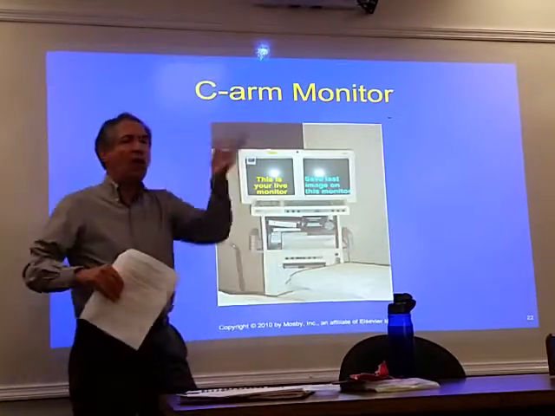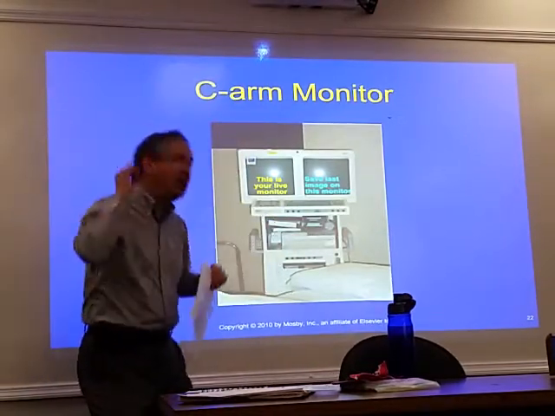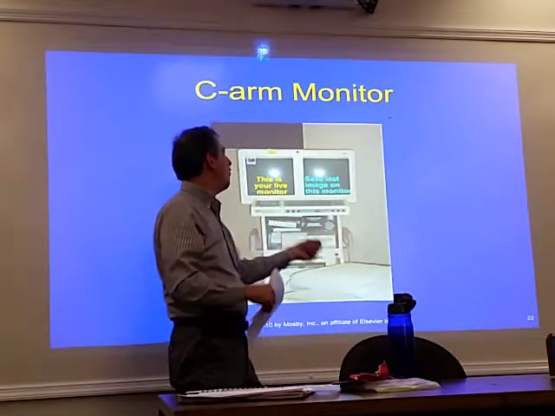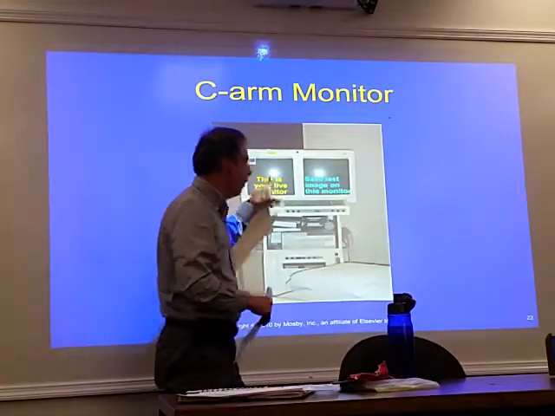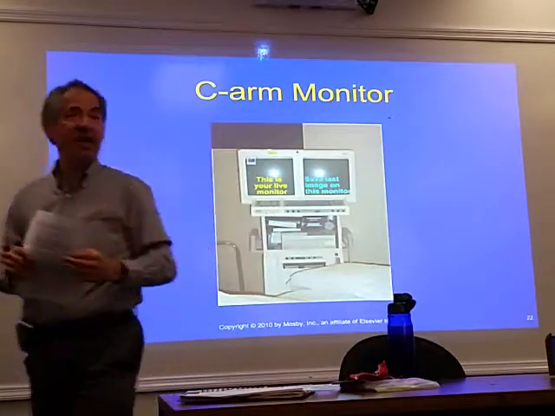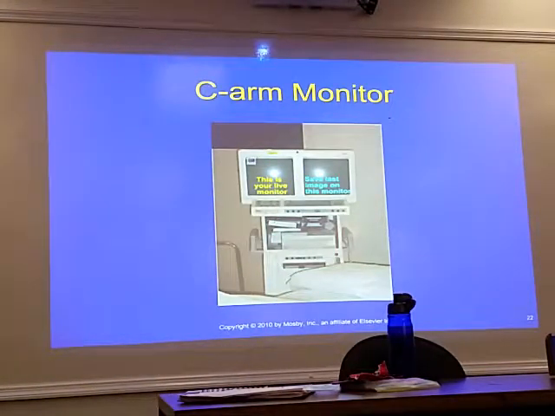Then the doctor says, okay, go back to an AP. Then you hit the button again, so they switch over. So that's going to be your cross-table lateral. And then when you do your AP or PA, it'll be on here. So that way they can see it at all times. So just a little suggestion as to how to use that.